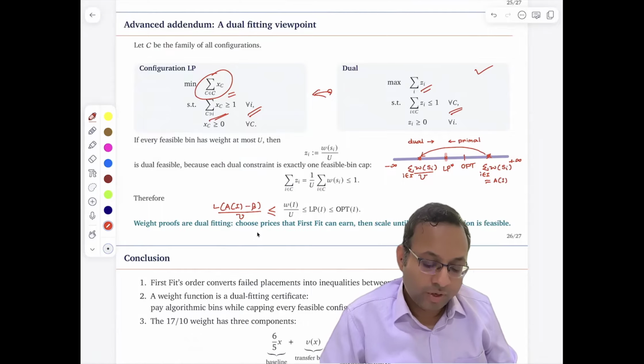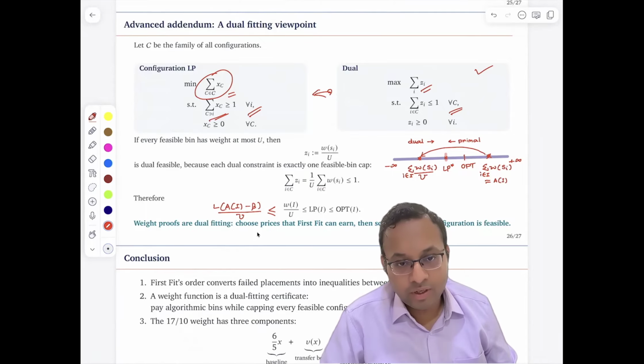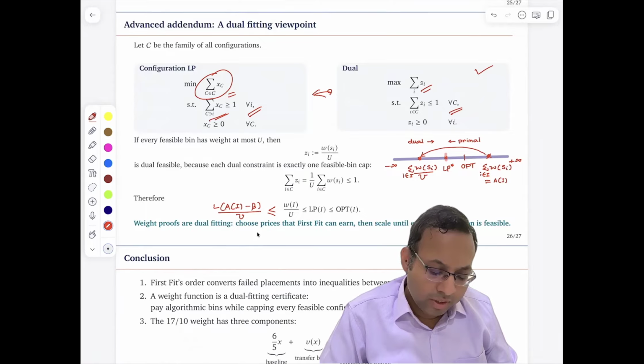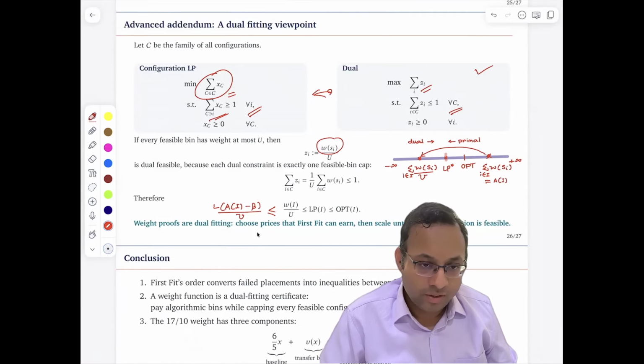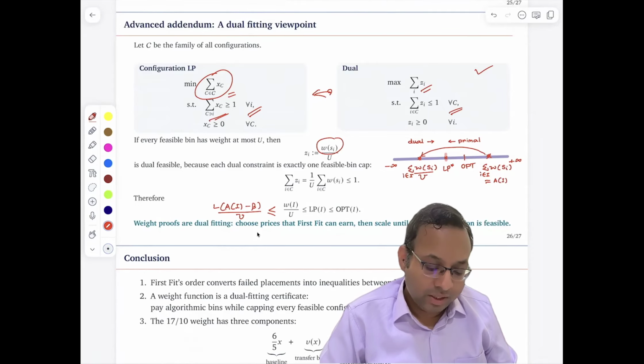In the weight function, what we are trying to do is put some weights, like Zi here. We are also putting some weights on items there. So if I choose this weight function WSI that we have chosen earlier and divide by U, in this case 1.7 in first fit, then we get this Zi. The point is, it's a dual feasible solution.